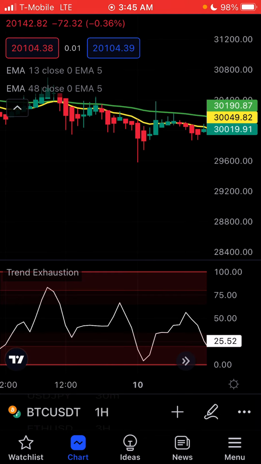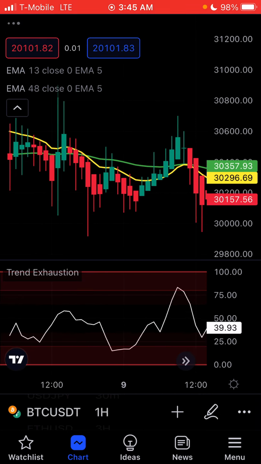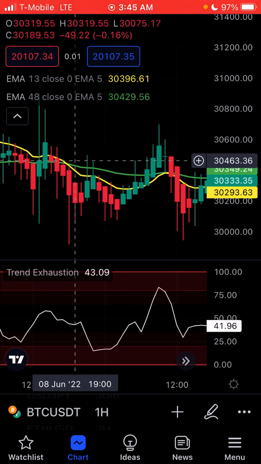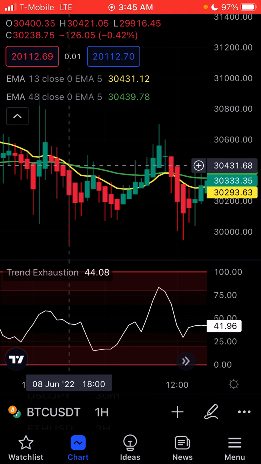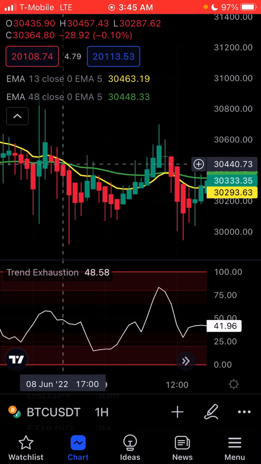Okay. Well, there's an example of it going down. Yellow line is going down from here. So you wouldn't buy in at this point because it's going down. And you can see that in the trend exhaustion too. You can see that it's going down.